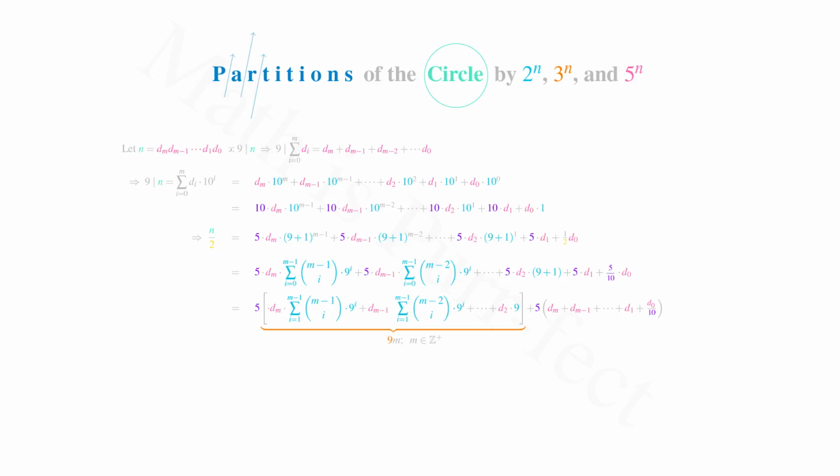That is, there is some positive integer m for which this sum is 9 times m. Let's rewrite this expression using 9m in its place, yielding 9m plus 5 times a quantity d sub m plus d sub m minus 1 plus ... plus d1 plus 1/10 of d naught, or 0.d naught. It should be clear that because 9 divides the sum of the digits of n, 9 divides the sum of the digits in this underbraced expression. Hence, 9 divides 9m, and 9 divides the sum of the digits of n, meaning that 9 divides the sum of the digits of n over 2.